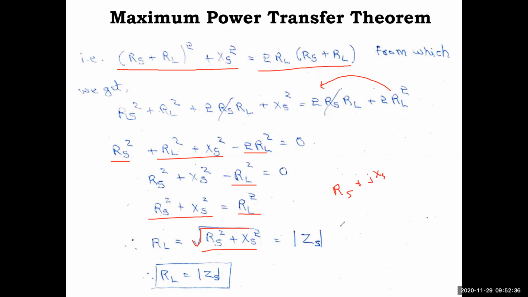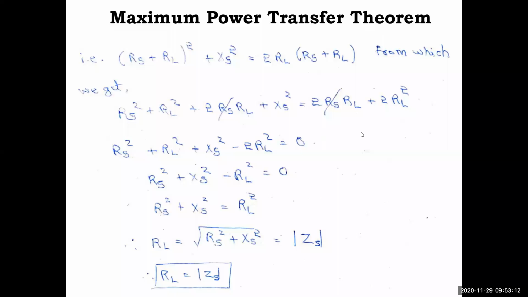Initially we have considered ZS is nothing but RS + jXS. So what is its magnitude? As just before I told you, A + bi form, it is real part square plus imaginary part square. So that is what you got here. That's why it is written like this, magnitude of ZS. So RL is straight away not equal to ZS now. It is equal to the magnitude of source impedance. In the case of source, you have impedance. This is the second theorem. So we have proved it. RL is equal to |ZS|. Okay, is it clear?